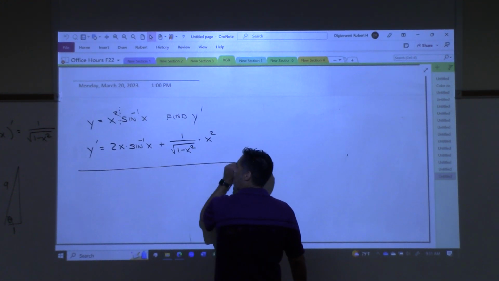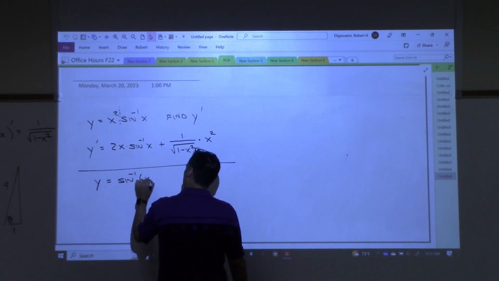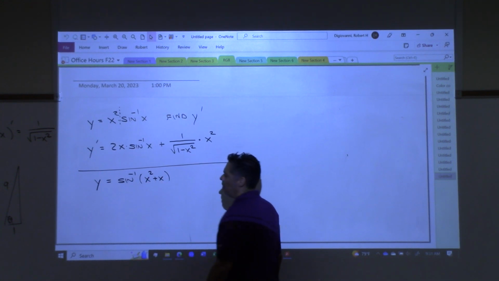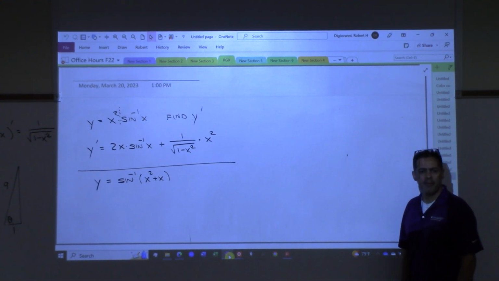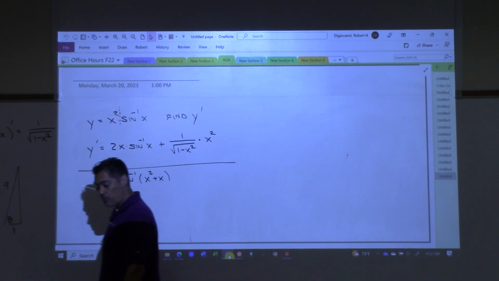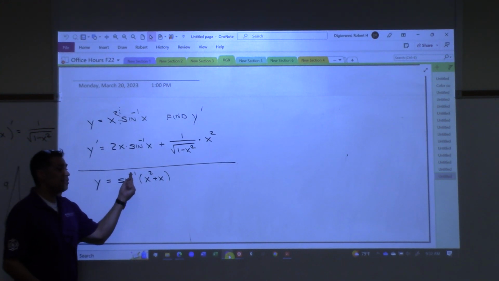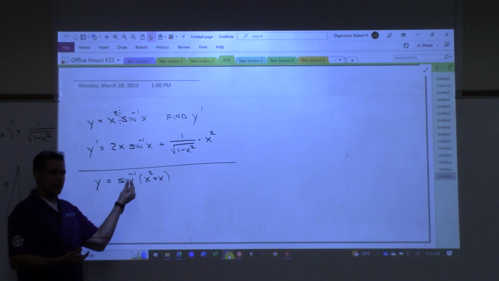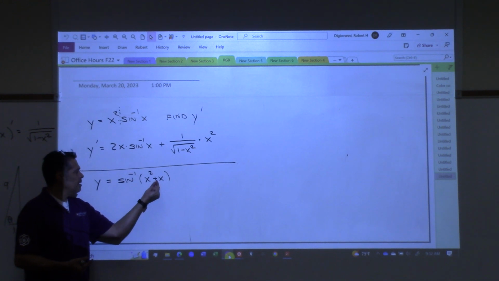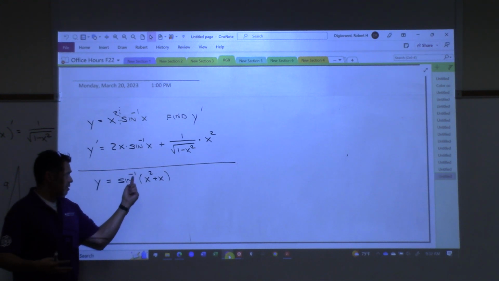Do another one. What if y is equal to sine inverse of x squared plus x? That's different. Same instructions, find the derivative. What do you all see here? Chain rule. This is composition, right? This is not a product. What's happening here is you're doing sine inverse of x squared plus x, right? The x squared plus x is the argument of this inverse function. It's the thing being plugged in. So you have the chain rule. So what's the outer function here? The inverse sine, right? That's the outer function.